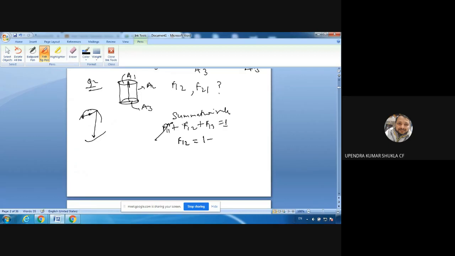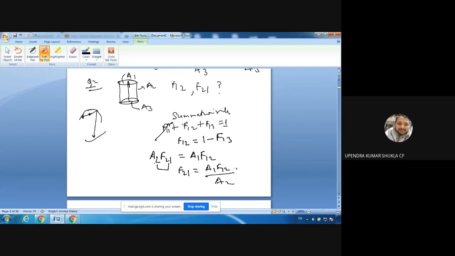Hence you get F12 is equal to 1 minus F13. Now you have the value of F12, so how will you get the value of F21? This is where you use the reciprocity relationship. F21 times area A2, the subscript would be the same, and F12 times area A1. So from here you get F21 is equal to A1 F12 divided by A2.